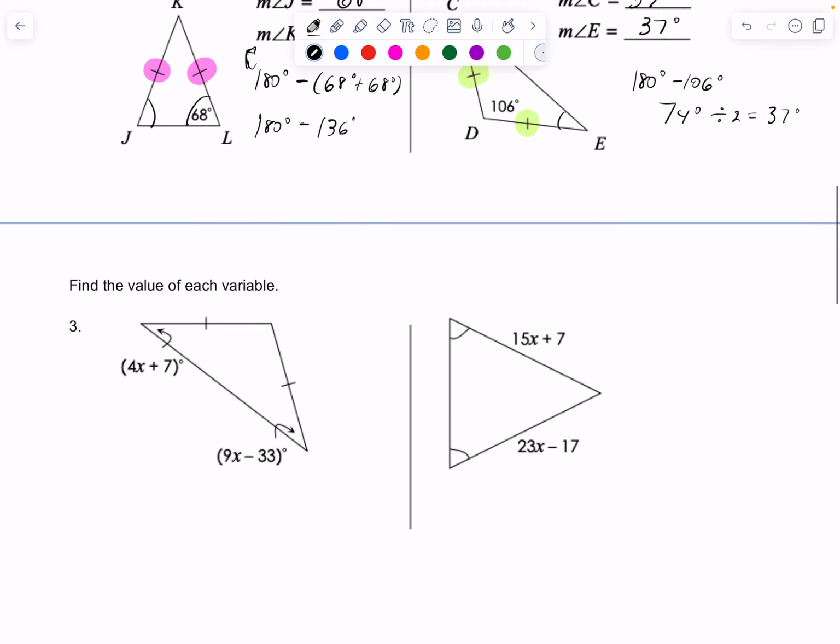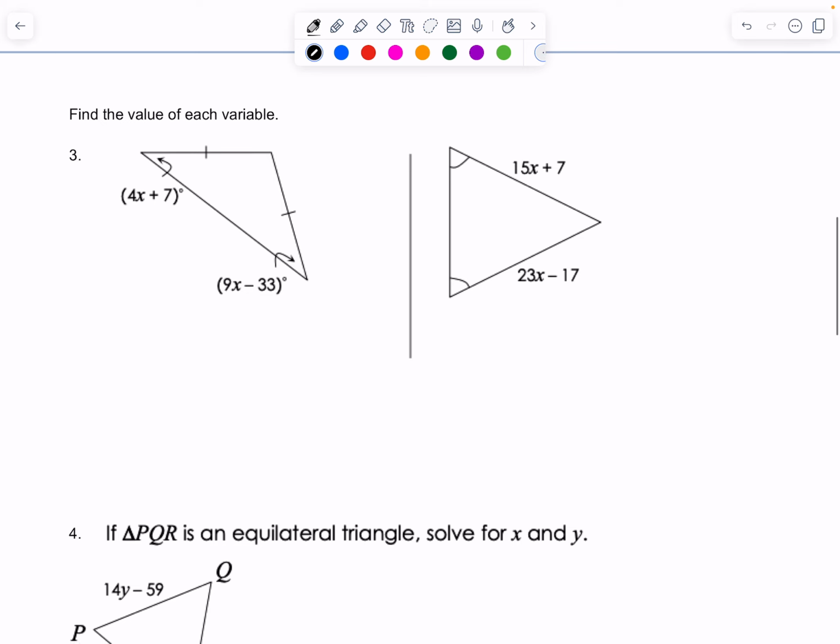Okay, let's try number 3, a couple triangles here. Again, in number 3, this first triangle, I notice that I have these two symbols that tell me that they're congruent. So using the base angles theorem, if two sides of a triangle are congruent, then the angles opposite them are also going to be congruent.